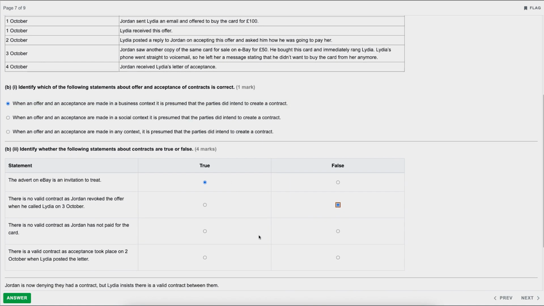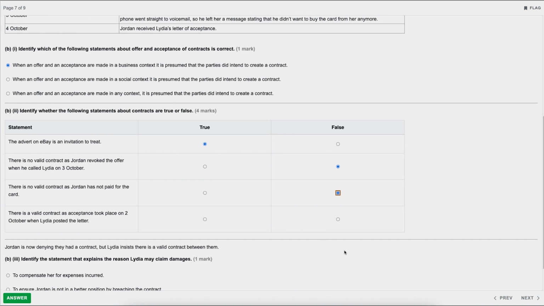The third one, there is no valid contract as Jordan has not paid for the card. So again, that one would be false. You don't have to physically pay for it because there has been an agreed consideration between the two parties, that being the card and the amount of £100 which has been accepted. So there is a valid contract even though he has not physically paid for the goods yet. So that one would be false.